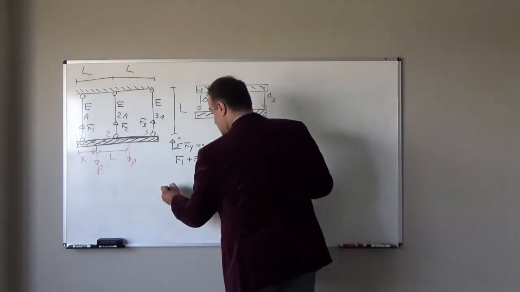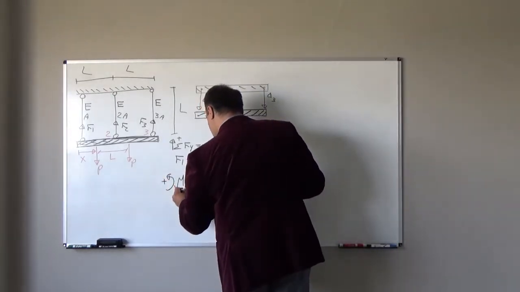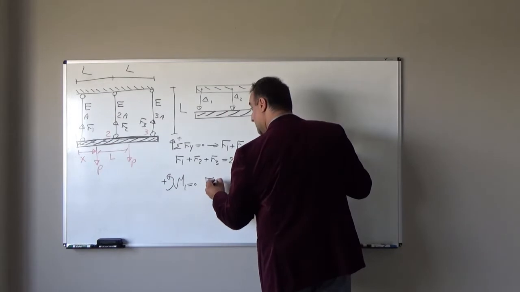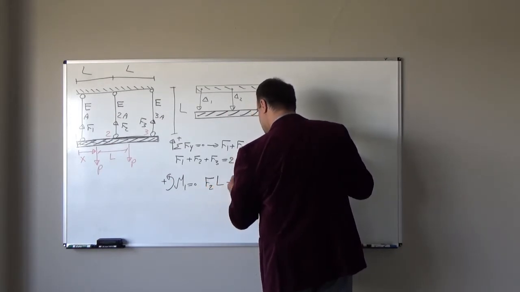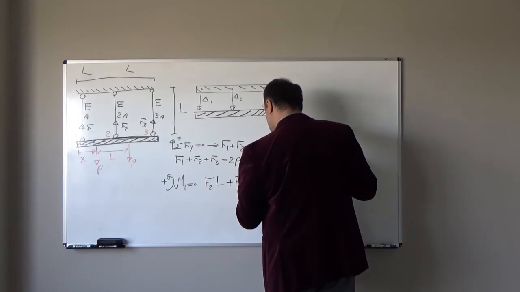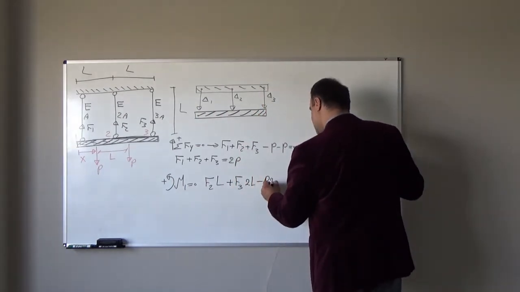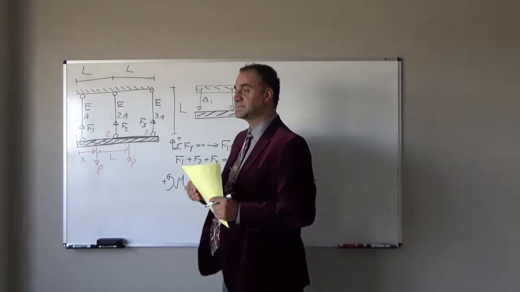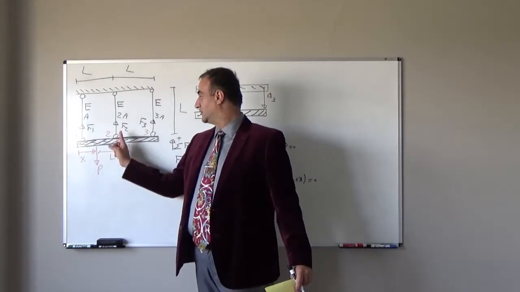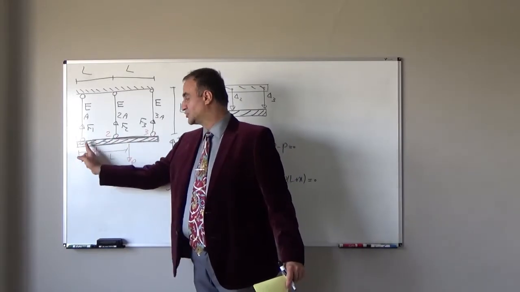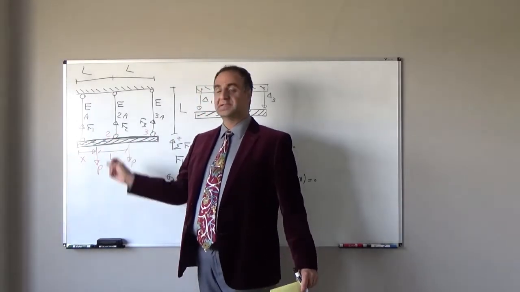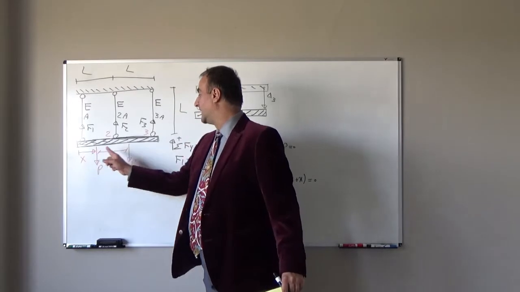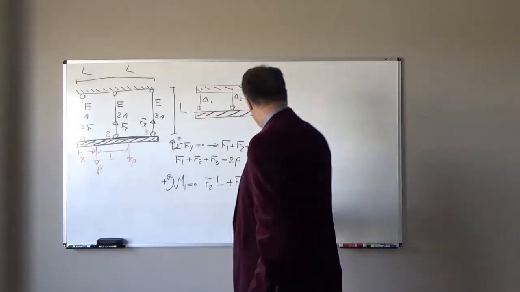Another equilibrium equation, equilibrium of moment. If I write equilibrium of moment with respect to point 1 equal to 0, I will have F2 times L plus F3 times 2L minus P times X minus P times (L plus X) is equal to 0. I'm writing summation of moment with respect to point 1, F2 times L plus F3 times 2L. Both of them want to rotate this rigid beam counterclockwise, so positive, minus P times X minus P times (X plus L) is equal to 0.